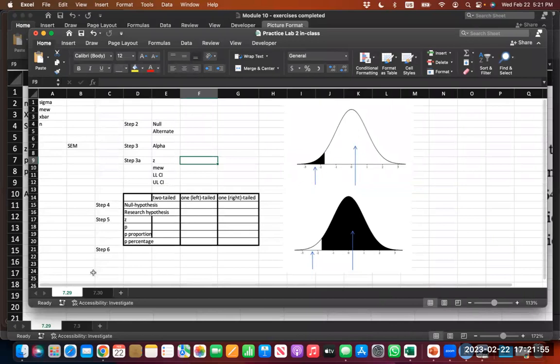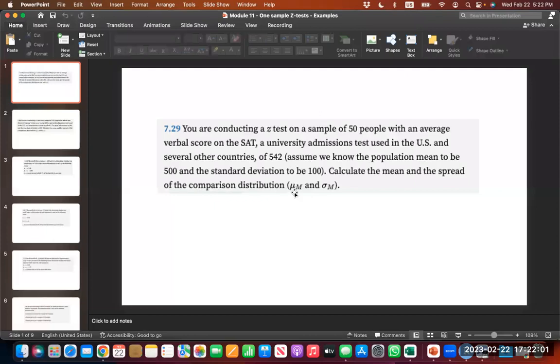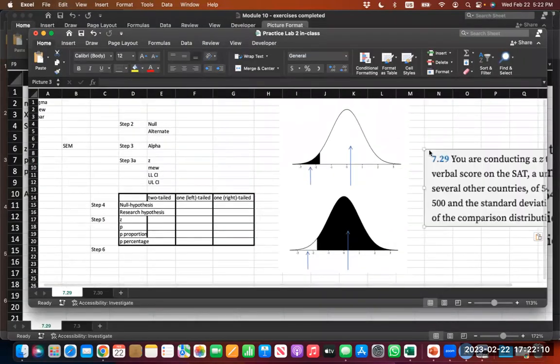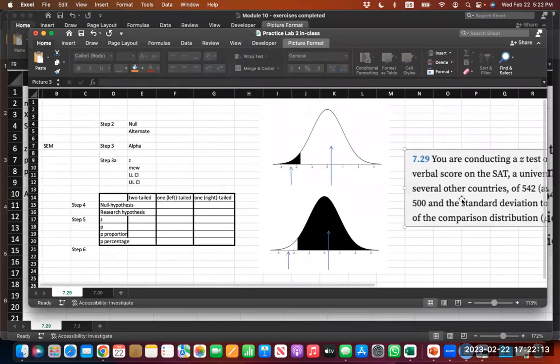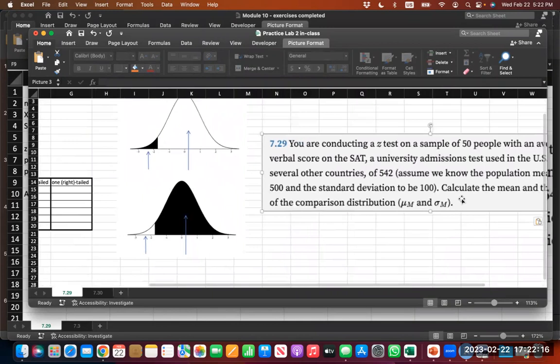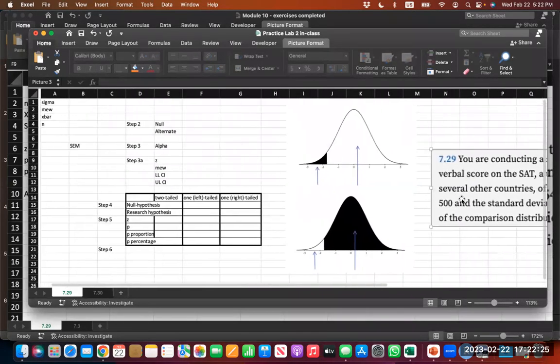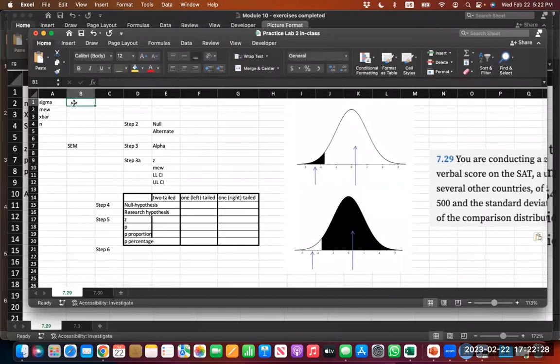Okay, so 7.29. If we go on the PowerPoint presentation with the examples, we have now you're conducting a SAT test on a sample of 50 people. And it's the same example, we've calculated it already. But for the sake of simplicity, just to walk again through that. So we have 50 people in our sample. We have a sample mean of 542, and we have a population mean of 500 and standard deviation of 100. We have a sigma of 100. We have a mu of 500, that's our population mean. We have an X bar of 542, and we have an N of 50, right?